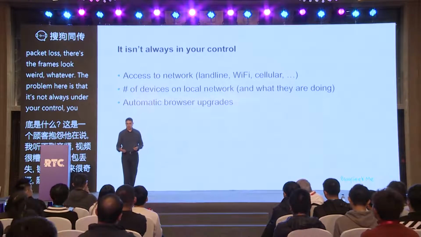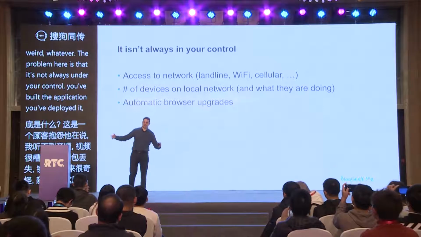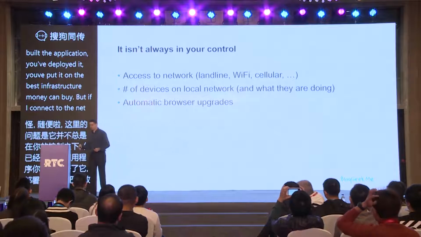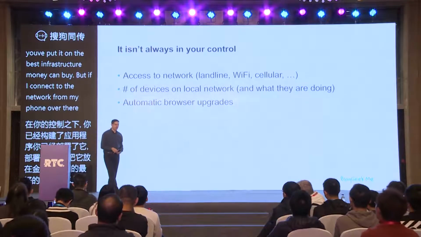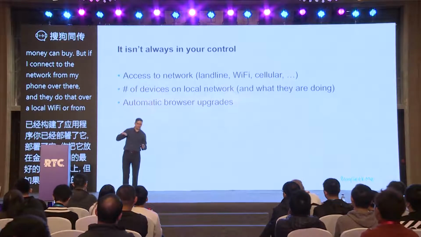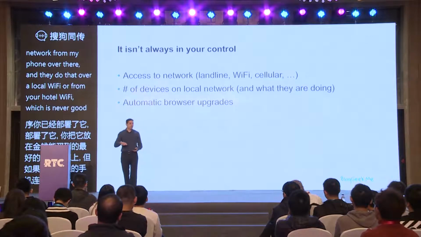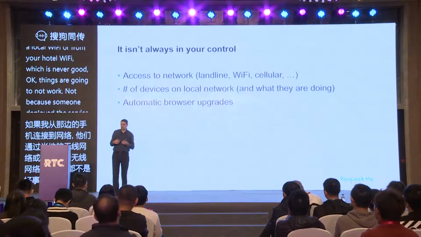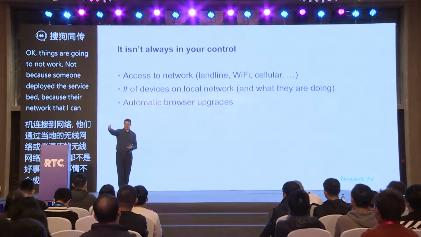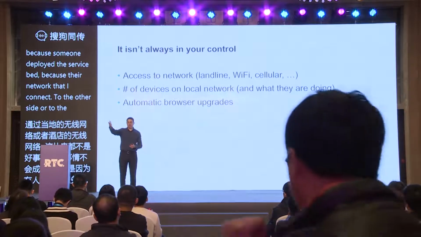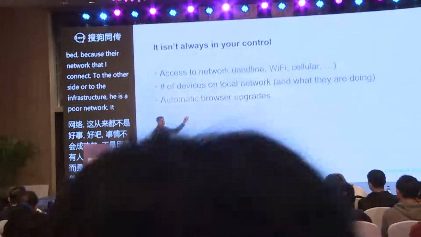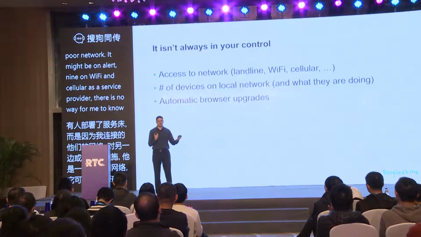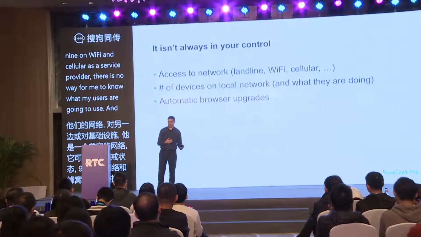You've built the application, you've deployed it, you've put it on the best infrastructure money can buy. But if I connect to the network from my phone over a local Wi-Fi or from a hotel Wi-Fi, which is never good, things are going to not work. Not because someone deployed the service badly, but because the network that I connect to on the other side is a poor network. It might be on a leased line, on Wi-Fi, on cellular. As a service provider, there is no way for me to know what my users are going to use. And that means they are part of the problem.